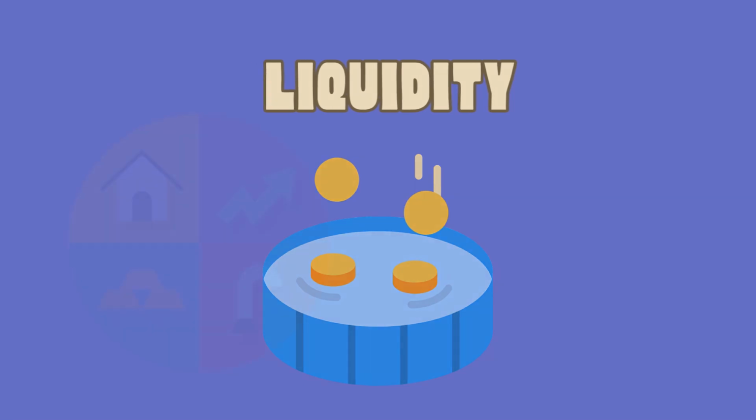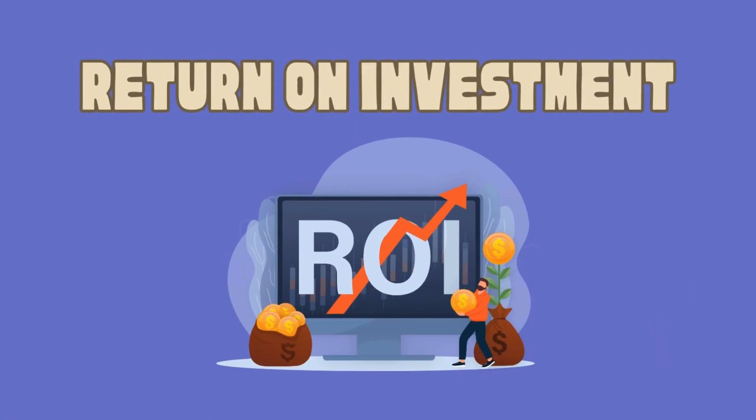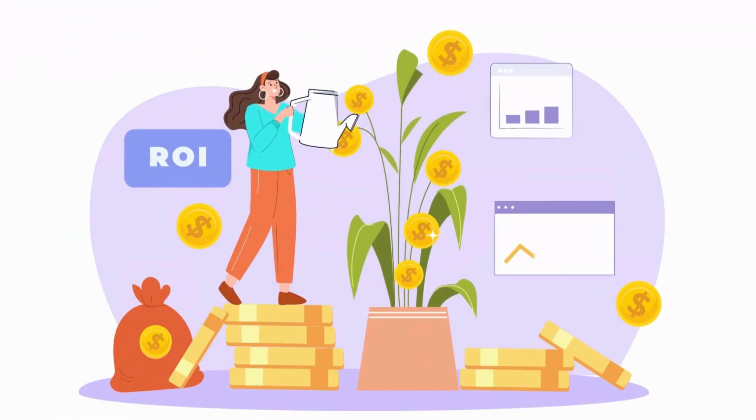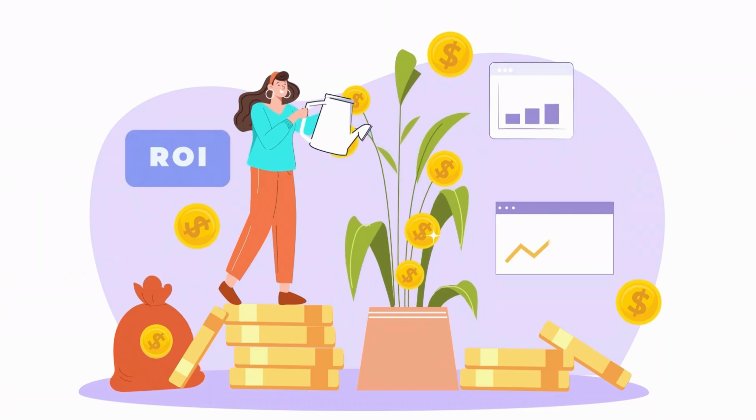Liquidity. Liquidity refers to how quickly you can convert an asset into cash without losing value. Cash is very liquid. A house, not so much. ROI, or return on investment. ROI measures how much money you make on an investment compared to what you put in. It's a way to see if your investment was worth it.